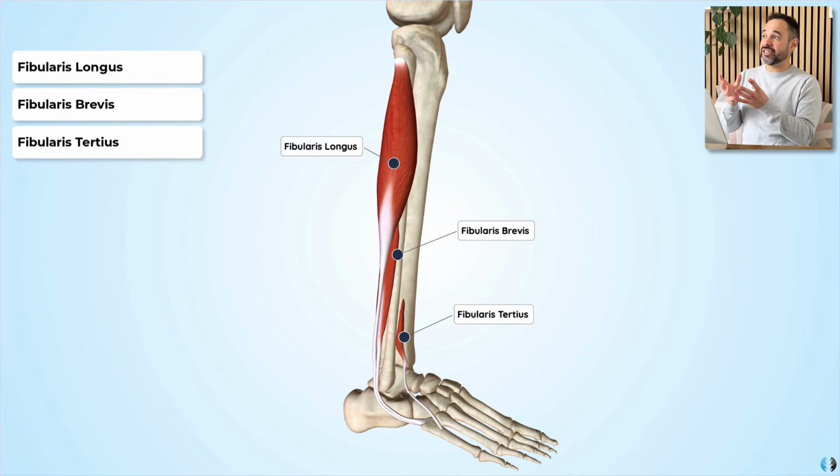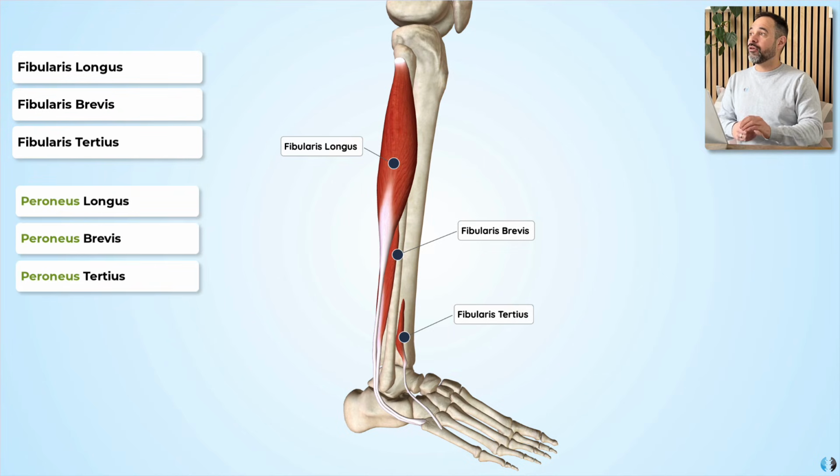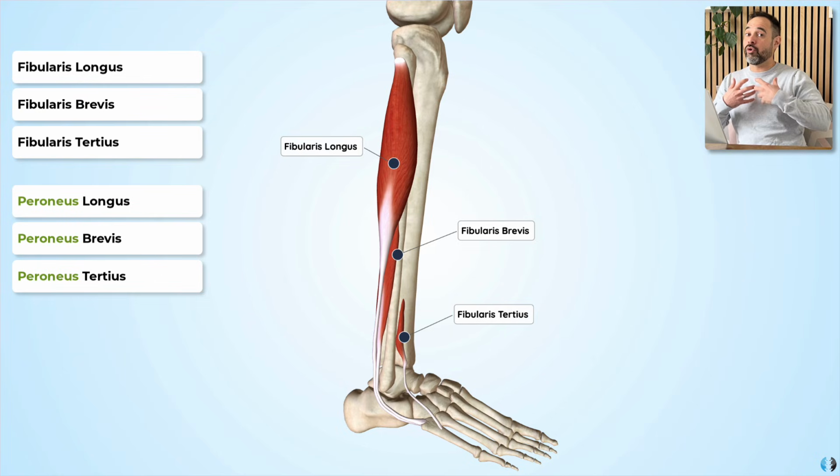And as well as seeing them as the fibularis muscles, you may also see them referred to as the peroneal muscles, where we have peroneus longus, peroneus brevis, and peroneus tertius. So you'll see those two anatomical terms used interchangeably. I tend to find that in the more recent resources on anatomy, the term fibularis tends to be used more than peroneus, which tends to be in older anatomical resources.